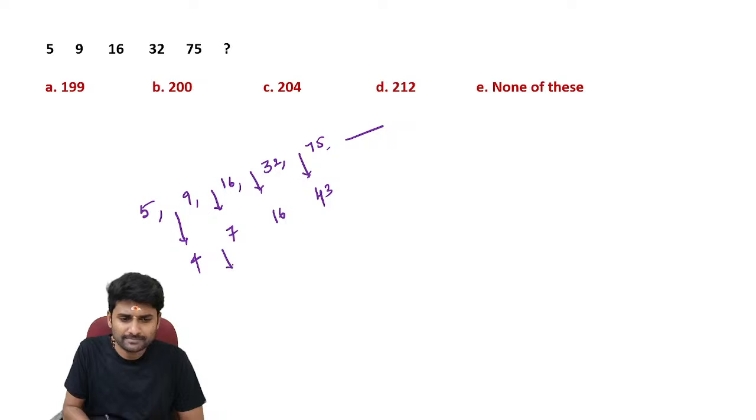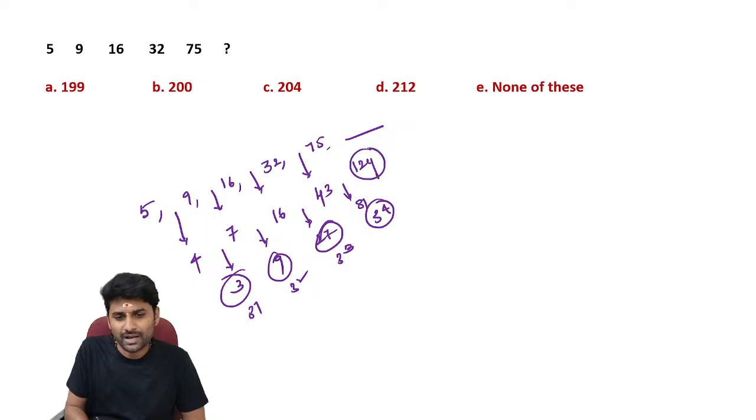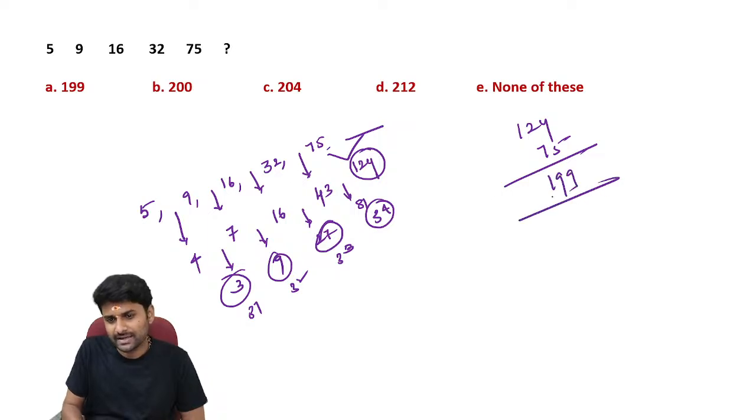Let's go for one more difference. Difference of 3, difference of 9, difference of 27. See, 3 power 1, 3 square, 3 cube, and the next number should be 3 power 4. We have to add 81 units. 43 plus 81 is 124. And this 124 is added to 75, then the result becomes 199.